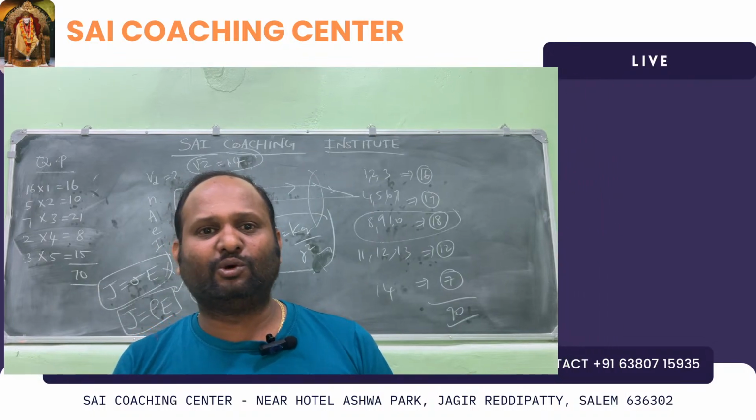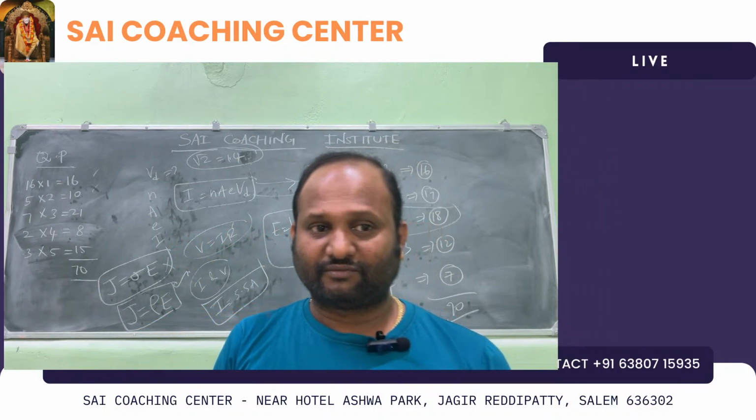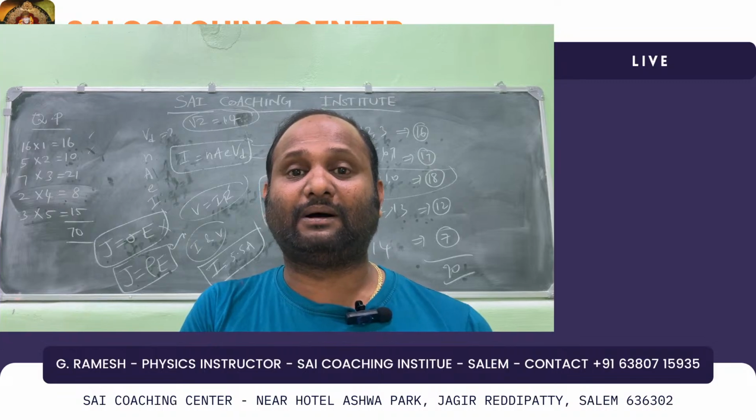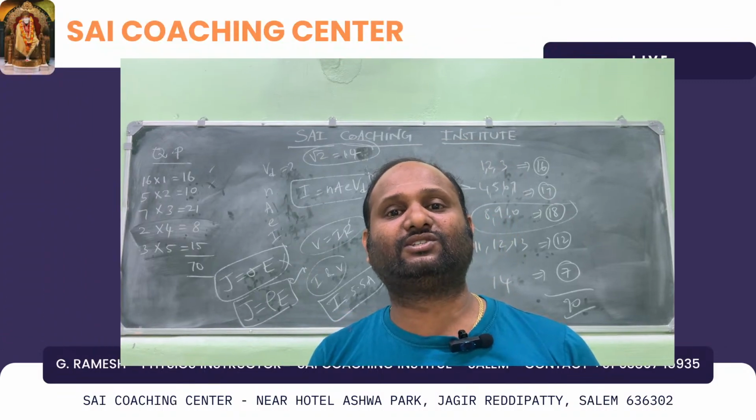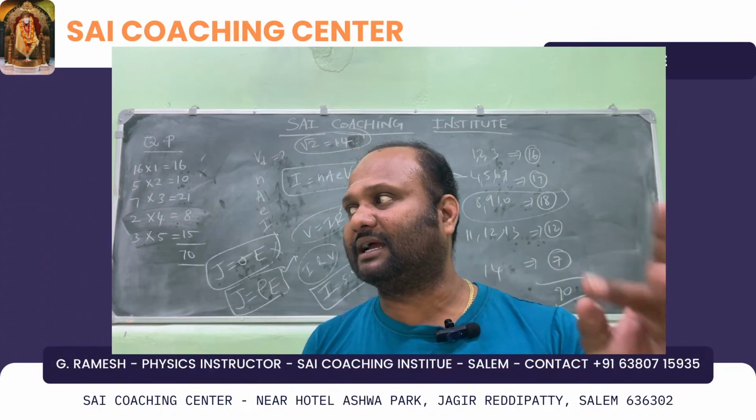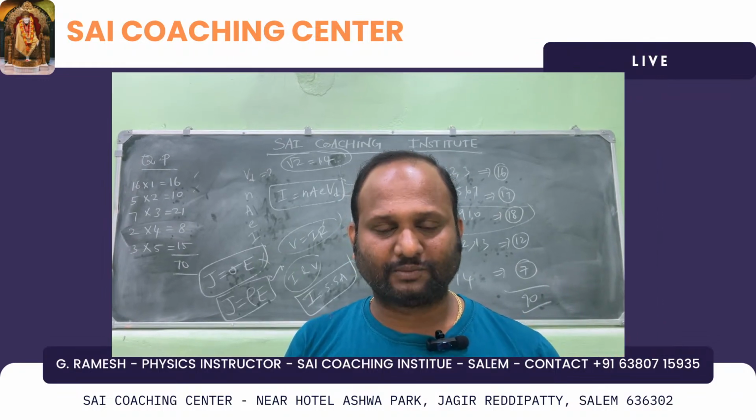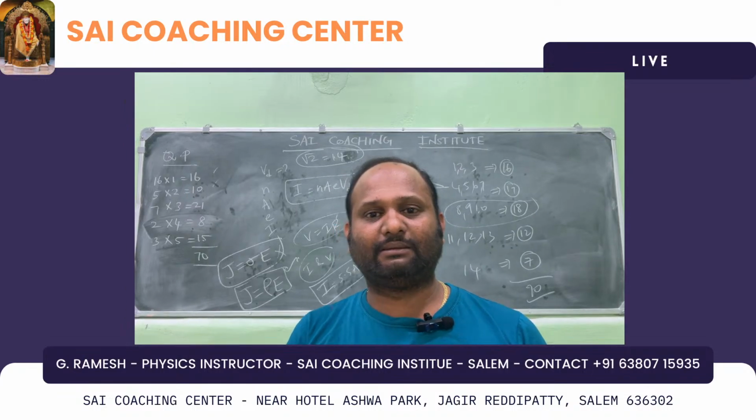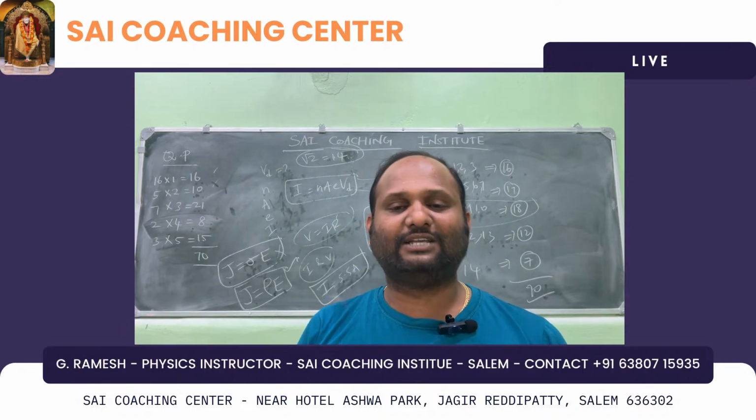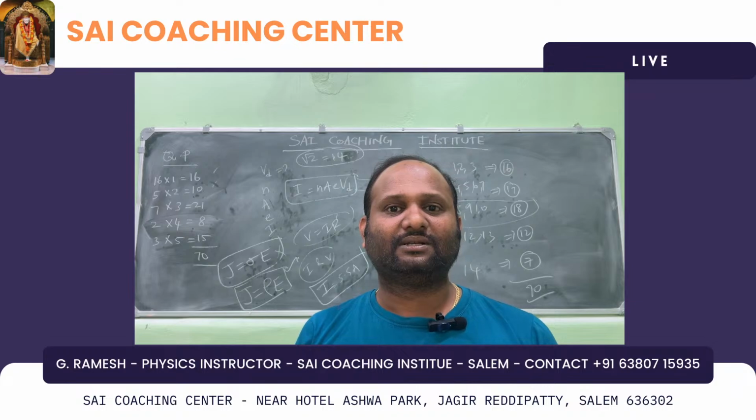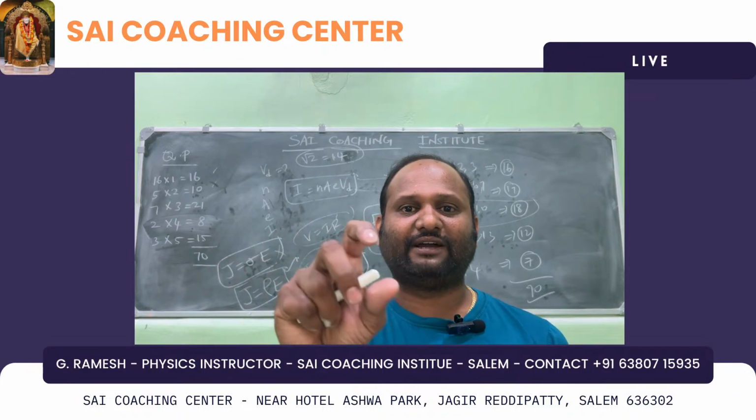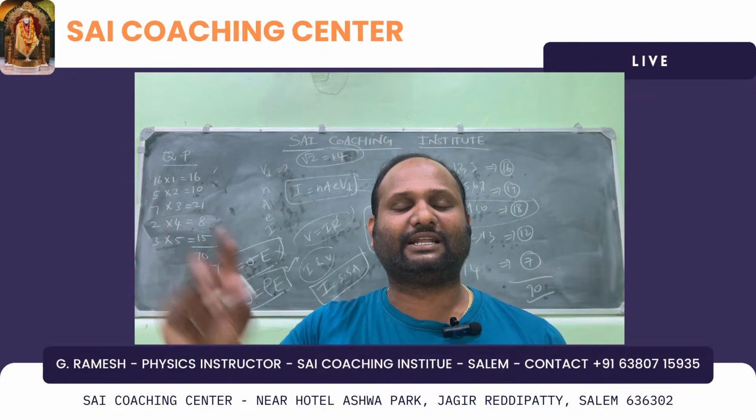The next is nuclei. In nuclei, first you should know the classification of nuclei, because repeated questions are asked from that part. Classification of nuclei means isotope, isobar, isotone. What is an isotope? Same atomic number, different mass number. Isobar: same mass number, different atomic number. Isotone: same number of neutrons. They give examples and ask you to find the pair of isotopes or isotones, that type of questions.